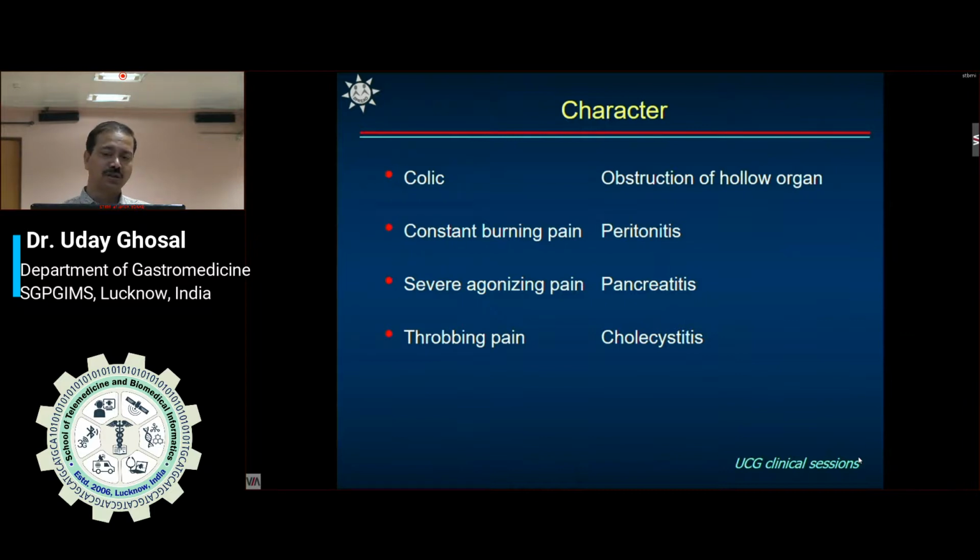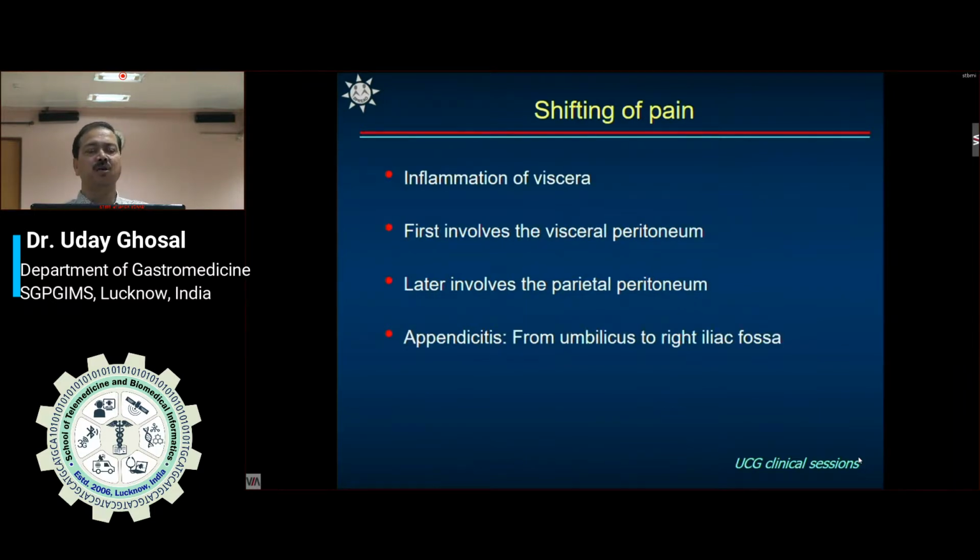In peritonitis, if he presses the area, like if he lies prone, pain may get increased. But in pancreatitis, pain may decrease. Throbbing pain is cholecystitis. So shifting of pain occurs because of inflammation of viscera. For example, first it involves the visceral peritoneum. Classic example is appendicitis.